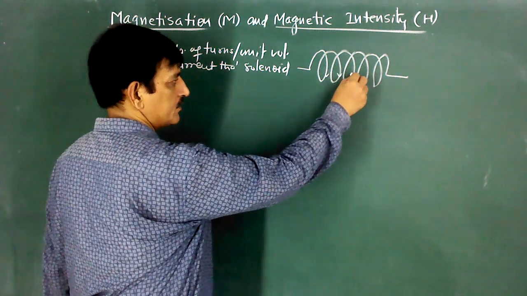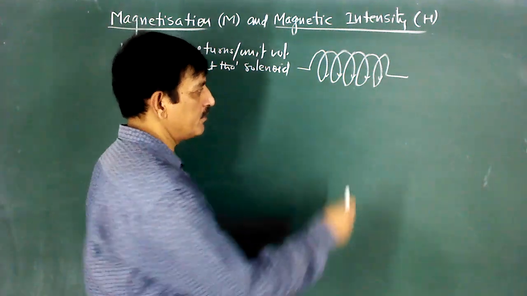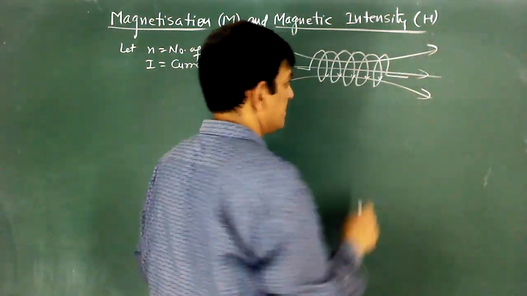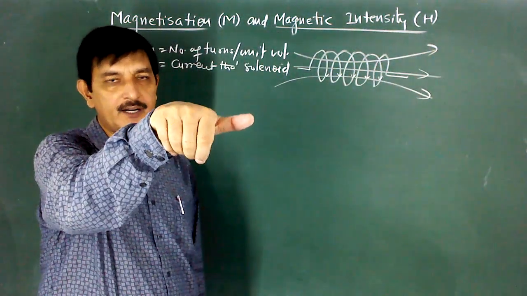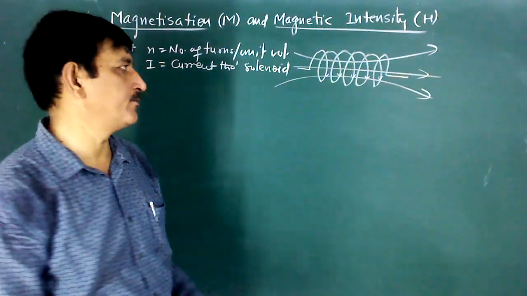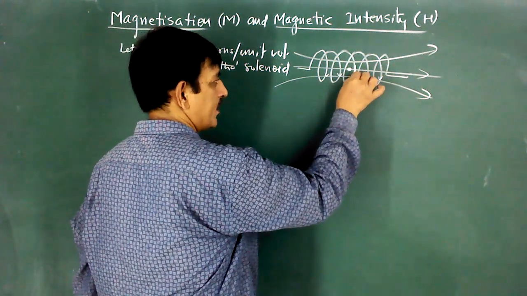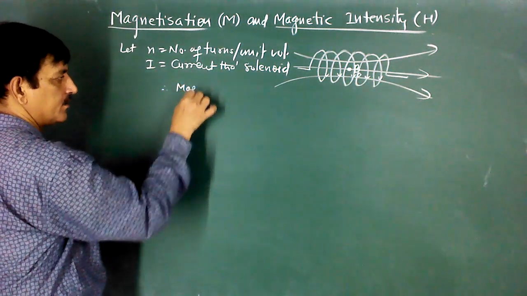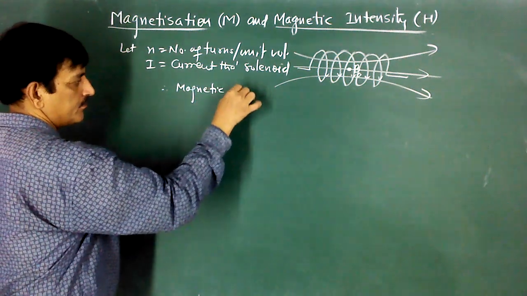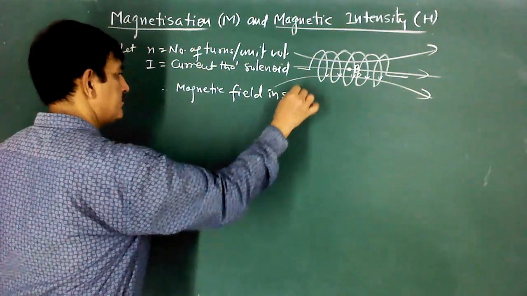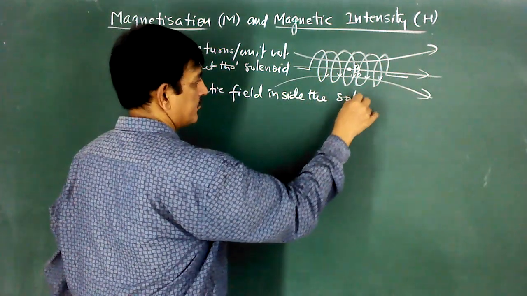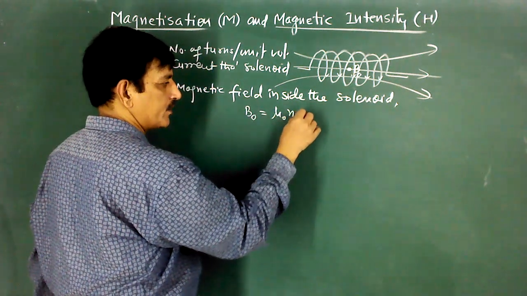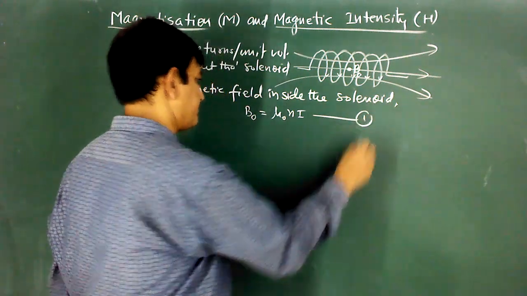If current is flowing through the solenoid, there will be a magnetic field produced inside it. With the direction of current shown by the curved fingers, the thumb will show the direction of magnetic field. So what is the magnetic field inside it? It is B naught. Therefore the magnetic field inside the solenoid, B naught, will be equal to mu naught N i. Suppose this is equation number 1.